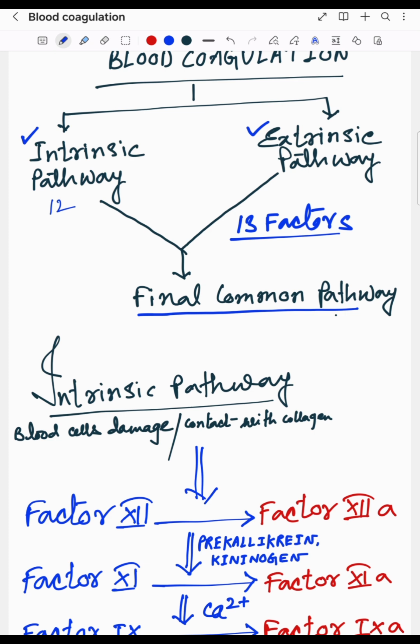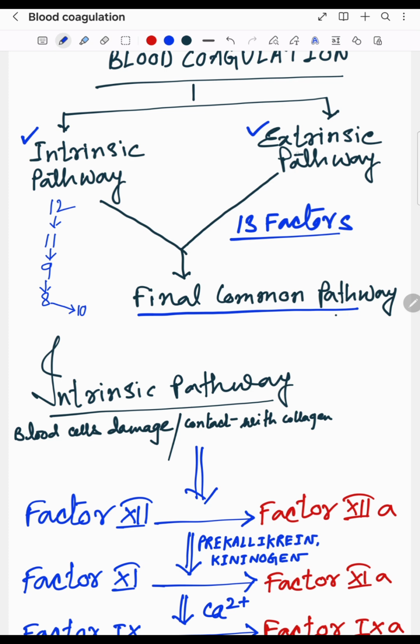Okay, so they are all in inactivated state. Factor 12 is followed by the activation of factor 11, and then the trick is that there will be no 10 here, so we will not write 10 here. After 12, then 11, then 9. After that 8, and then 10. There will be the activation of factor 10.